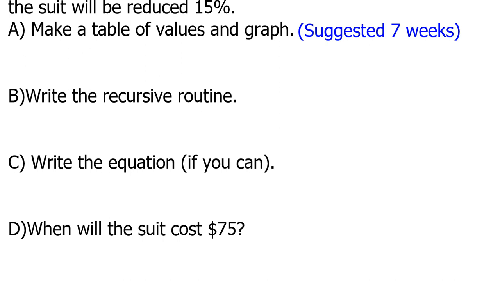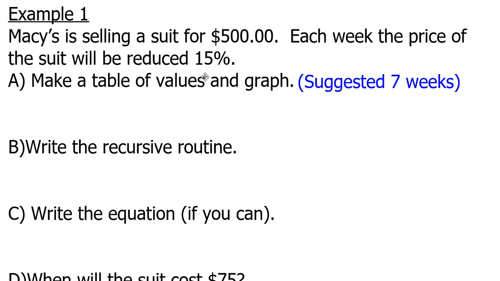So if I'm thinking about how this is going on, making my table of values, my explanatory variable would be each week that passes. The response variable would be the price of the suit. So I'm just going to collect the data, saying, okay, if I'm starting with $500, I'm losing 15% every week, what would that look like? And then I can plot those 7 weeks.